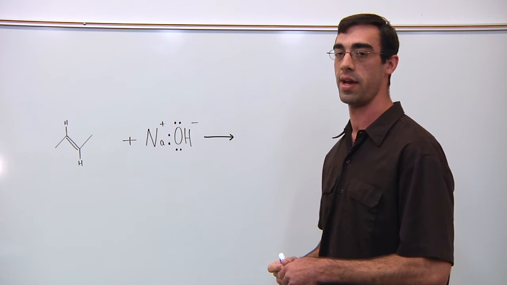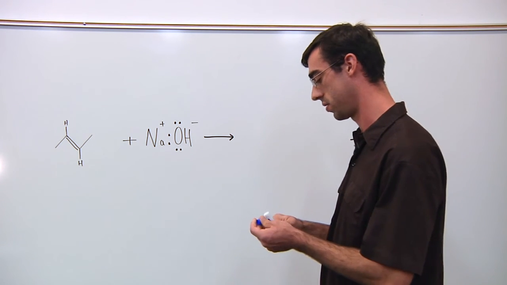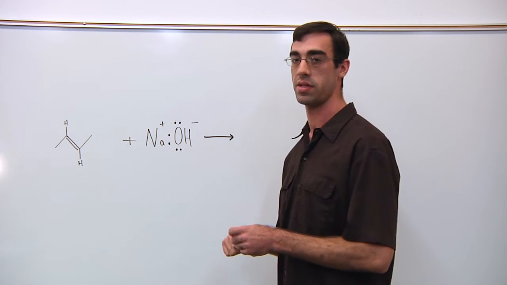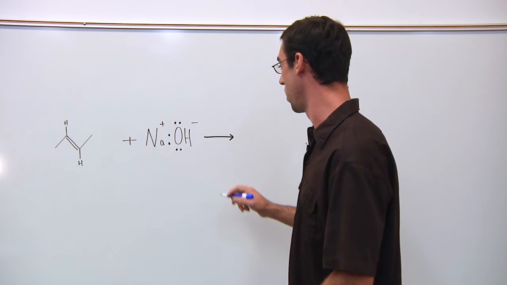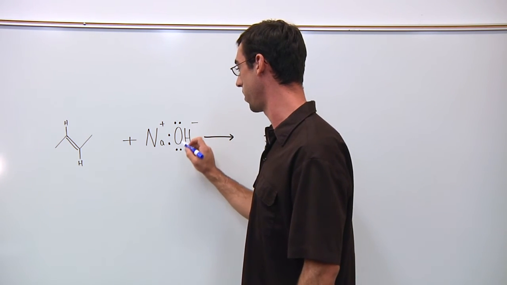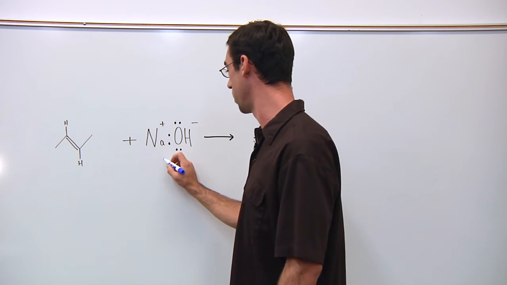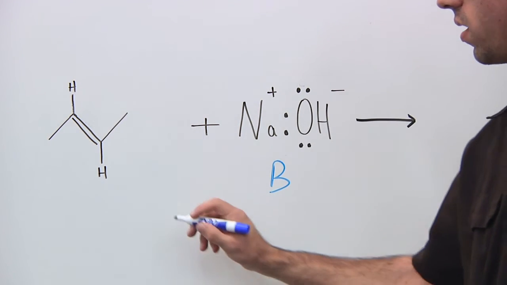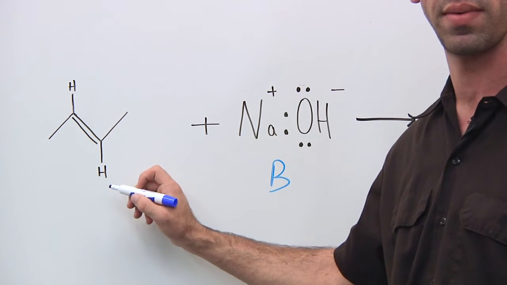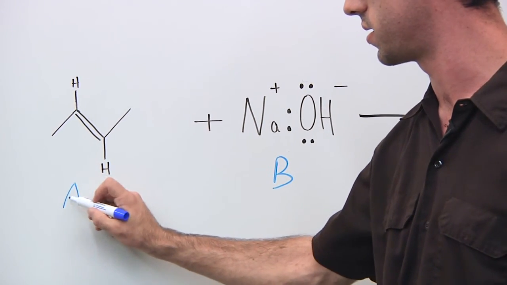Let's take a look at the acid-base reaction between 2-butene and sodium hydroxide. First, we'll need to designate our acids and our bases. In this case, oxygen has a negative charge and 3 lone pairs, which indicates its ability to pick up a hydrogen. Let's designate it as our base. The alkene has hydrogens that it's able to donate, so we're going to designate it as our acid.